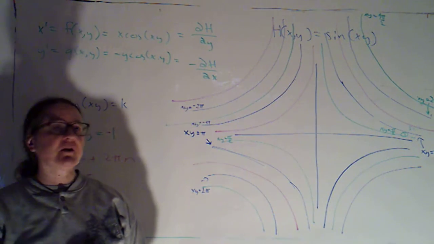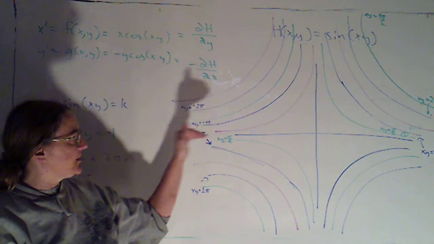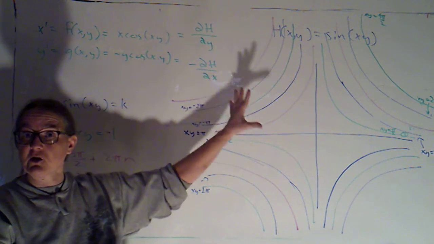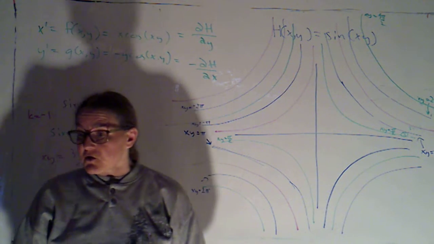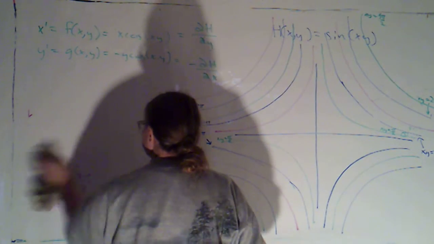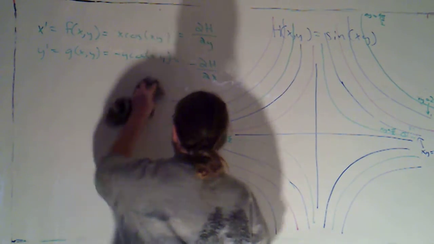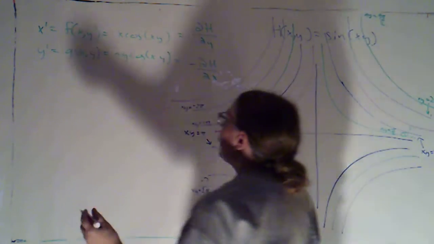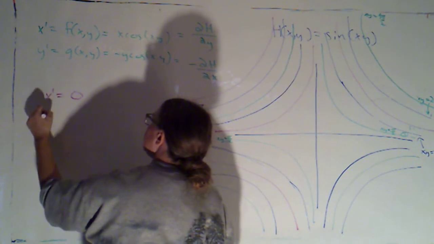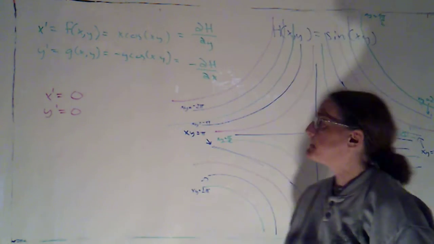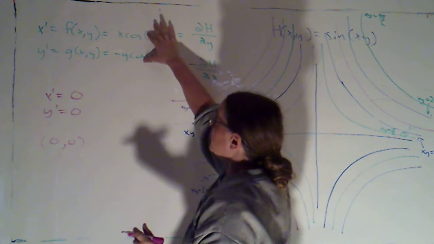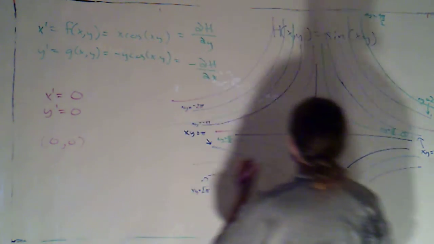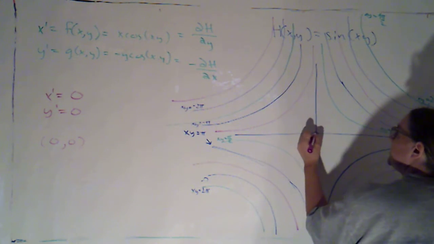Okay. I want to check for equilibrium solutions, because if I have any equilibrium solutions, those might divide some of these curves up into places where the orientation might be different. Okay. So if I take a look at equilibrium solutions, that means that I want x prime to equal 0 and y prime to equal 0. Okay. Now an easy way to do that is to just make x and y both 0. Okay. Because that'll kill off both of them. So 0, 0 is an equilibrium solution.